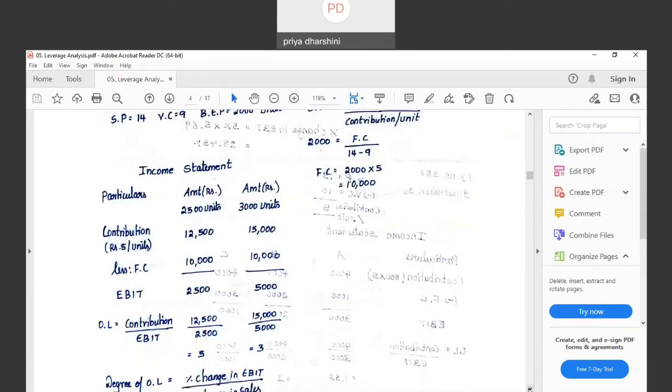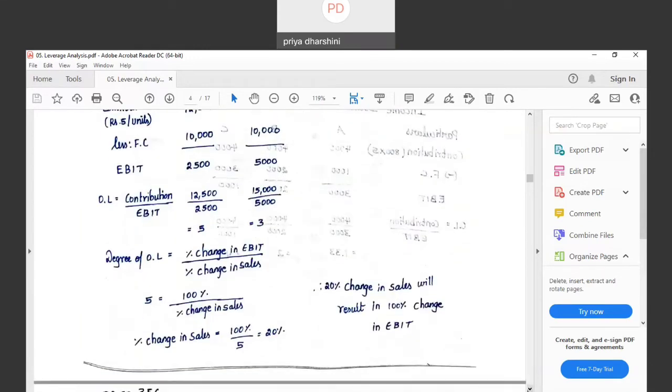What have they told? What do you infer from the degree of operating leverage at the two different volumes? If you compare, here EBIT is 2,500. Later, EBIT has become 5,000, which means there is a 100% increase in EBIT. So, if I am keeping the degree of operating leverage for the first volume as 5, what happens? Degree of operating leverage is percentage change in EBIT divided by percentage change in sales, which is percentage change in dependent variable divided by percentage change in independent variable. So percentage change in EBIT is 100% divided by percentage change in sales. What is percentage change in sales? It is 20%. So let's check that.